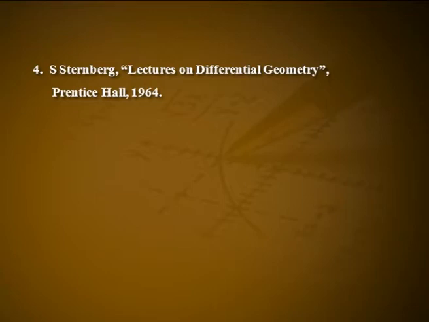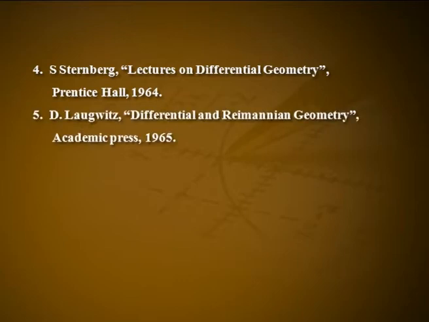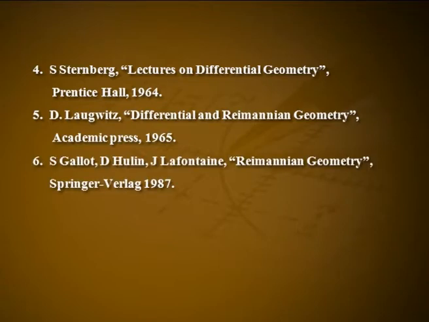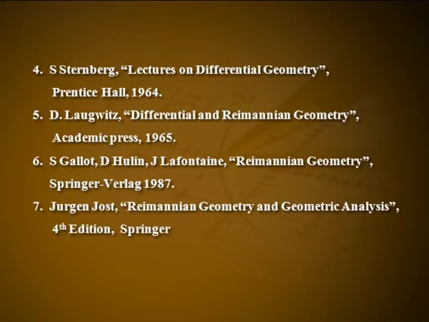Fourth one, Lectures on Differential Geometry by S. Sternberg, Prentice Hall 1964. Fifth one, Differential and Riemannian Geometry by D. Laugwitz, Academic Press 1965. Sixth one, Riemannian Geometry by S. Gallot, D. Hulin and J. Lafontaine, Springer-Verlag 1987. Seventh one, Riemannian Geometry and Geometric Analysis, 4th edition by Jürgen Jost, Springer-Verlag.